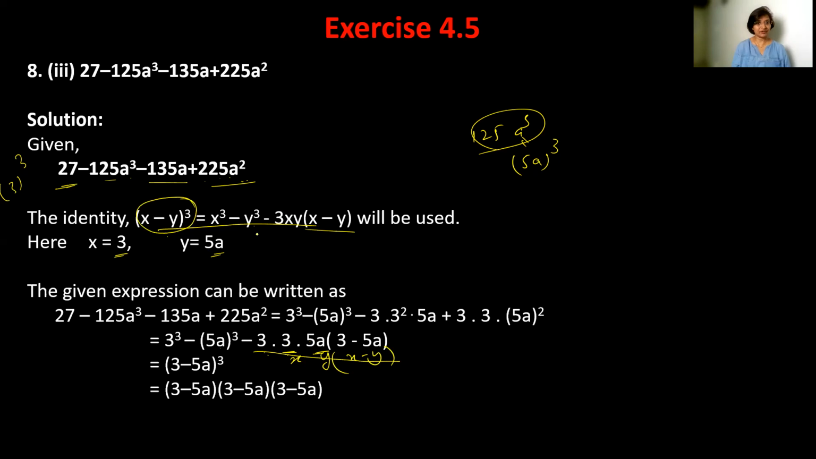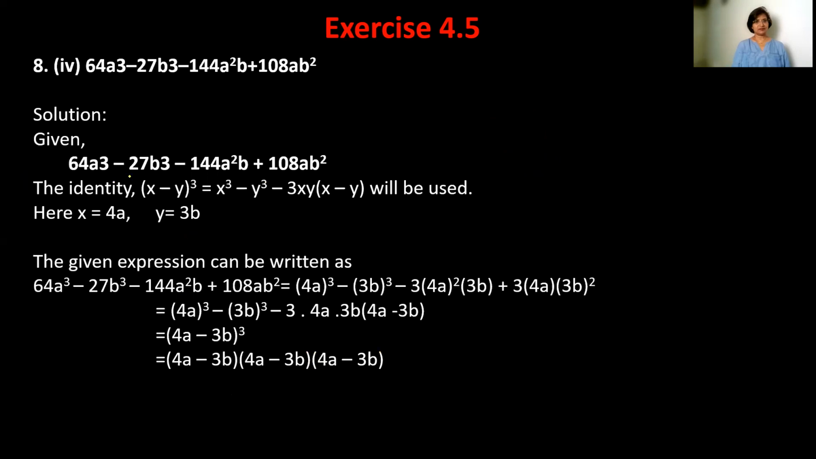So only what we have done, we have expanded this expression and written it in this form, and then we got this. This is x, so the value of x is coming here. This is y, and the value of y is coming here. In the same way, this identity is written here. So we can write x minus y whole cube means 3 minus 5a whole cube, and then you can write 3 minus 5a into 3 minus 5a into 3 minus 5a.